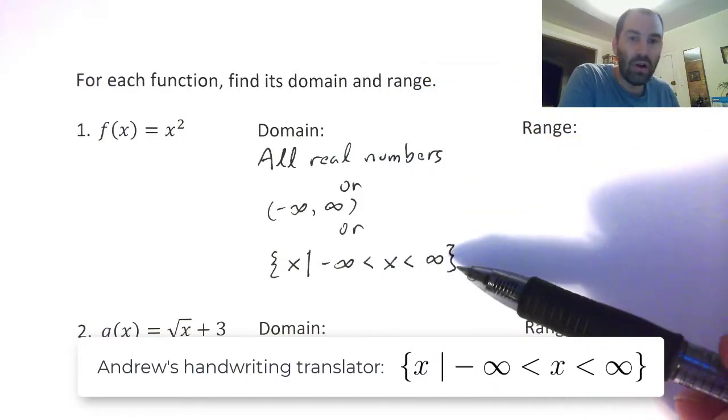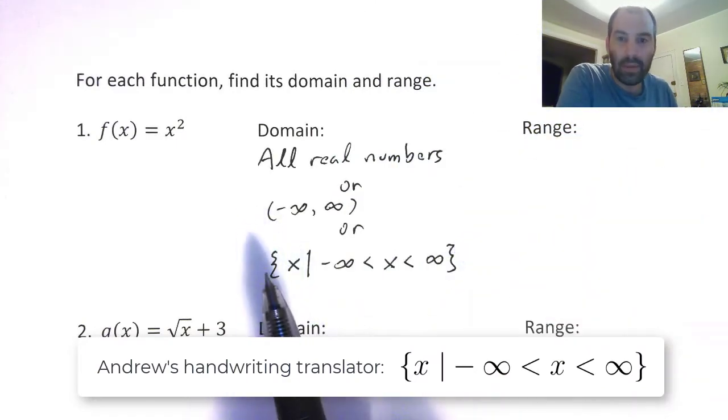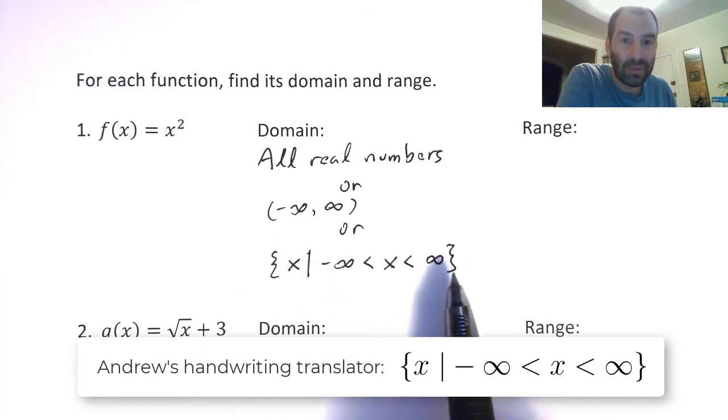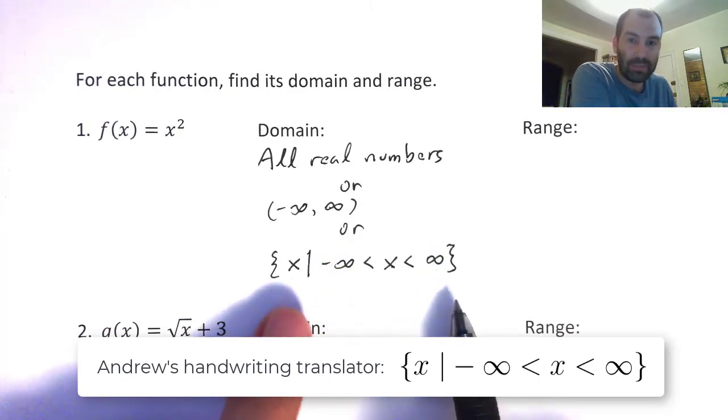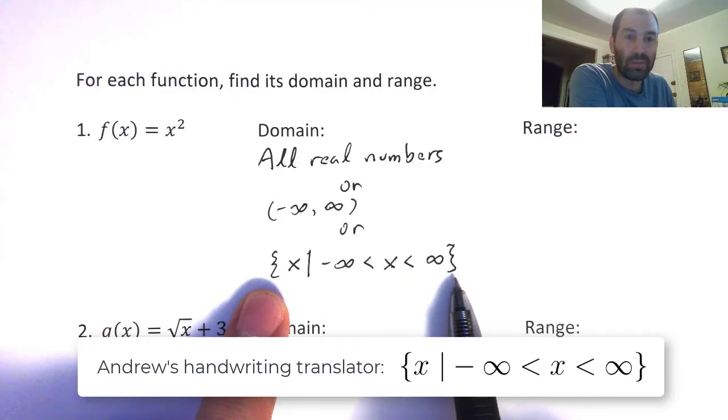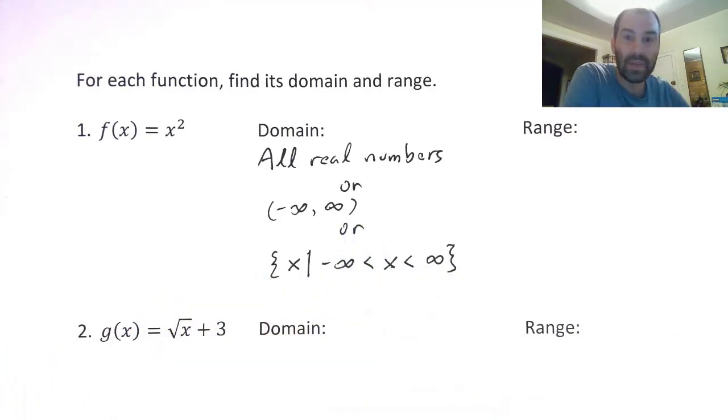And then I close the set. This open bracket begins the set, and this close bracket closes the set. So whenever you use set builder notation, you're going to have an open bracket and then a close bracket, and in between is a description of what's in that set. So that's the domain. It's all real numbers. Three different ways to write it.